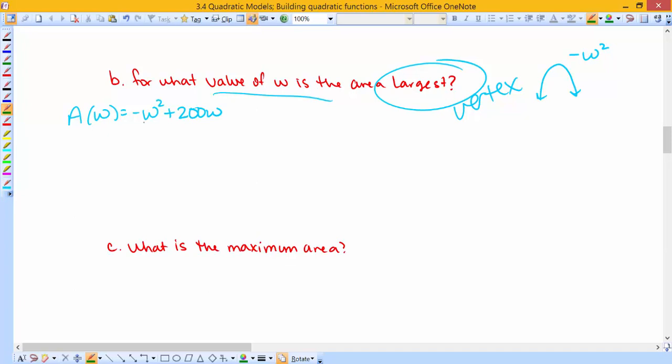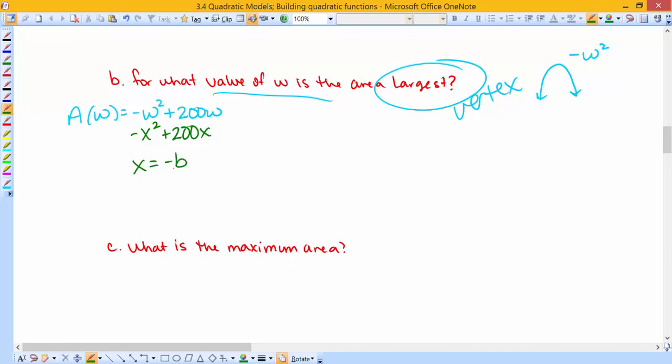W is in place of X. This is the same as negative X squared plus 200X. So please don't get that confused. When it's saying find the value of W, it's just another way of saying find the x-coordinate of the vertex.